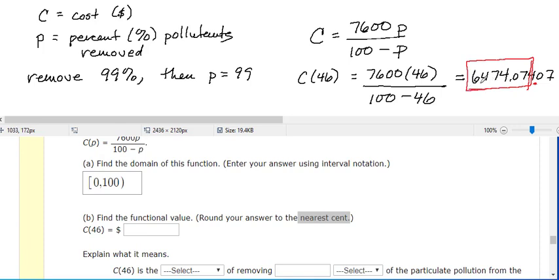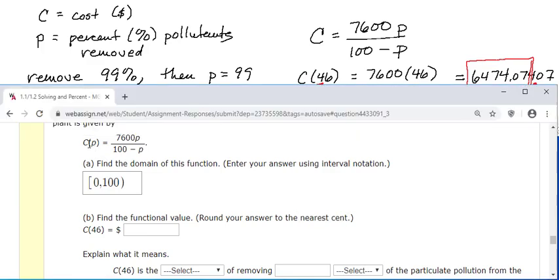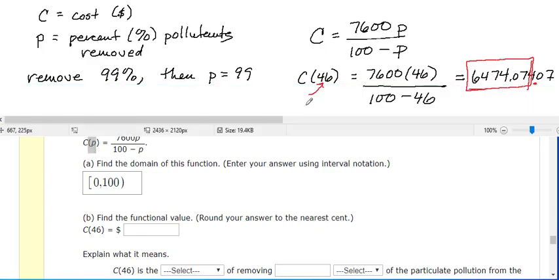And then the question is, 6,474 what? Well, this 46 is a P. How do I know it's a P? Because it's a function of the variable P. So P equals 46. Then the output is this variable. This must be a capital C. So when P is 46, that's percent of pollutants removed. It cost me about $6,474 to get it done.